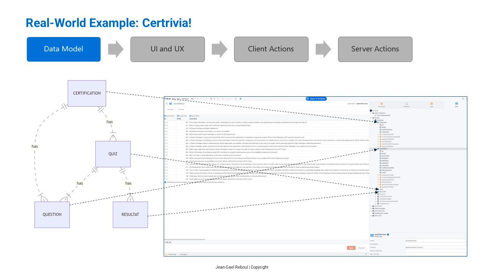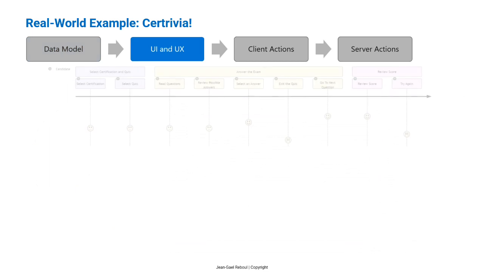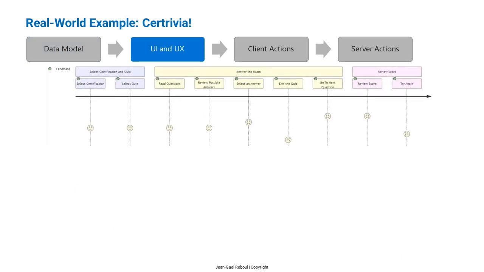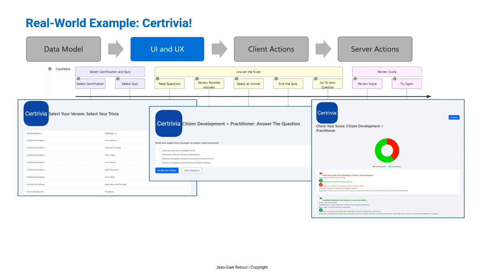Next, let's talk about the user experience. First, we think about the user experience, and the journey we want the candidate to have when using the application. In our case, we want the user to: 1. View the list of certifications and quizzes available, and select one. 2. Read the question, review the answers and select one. 3. Review their score. So, once the journey is defined, we can design and build the underlying user interfaces.